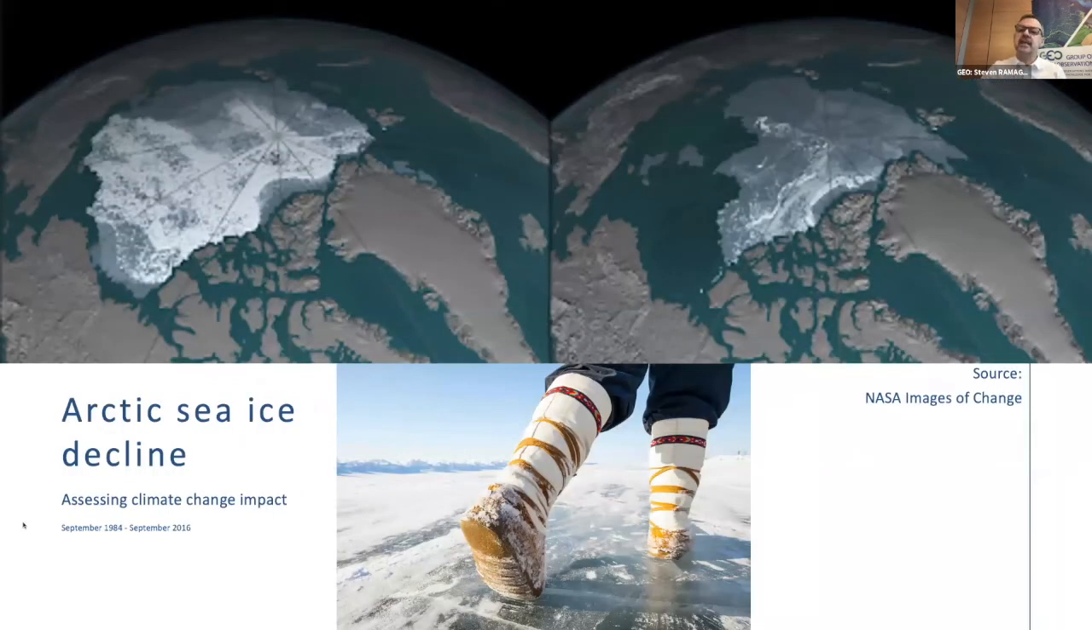Here we can see how satellite imagery can show change over time and its impact. This is courtesy of NASA images of change. The first image highlights the shrinking Arctic sea ice over a period of 32 years. We have been losing Arctic sea ice at an alarming rate over the decades. However, what happens in the Arctic does not stay in the Arctic. Sea ice loss has far-reaching effects around the world.